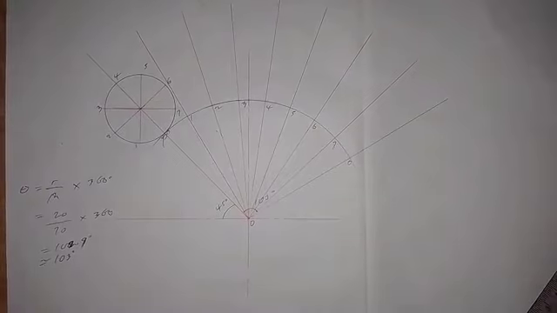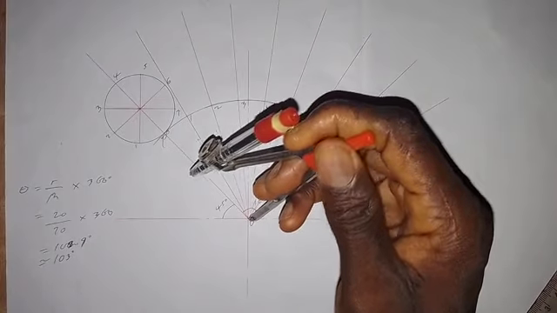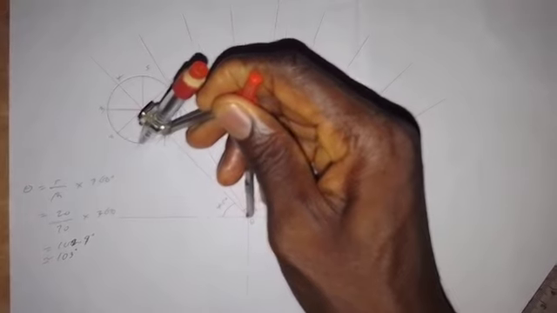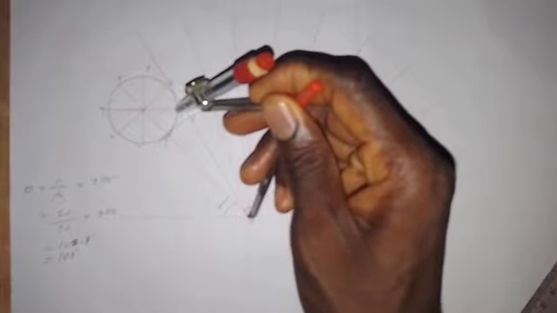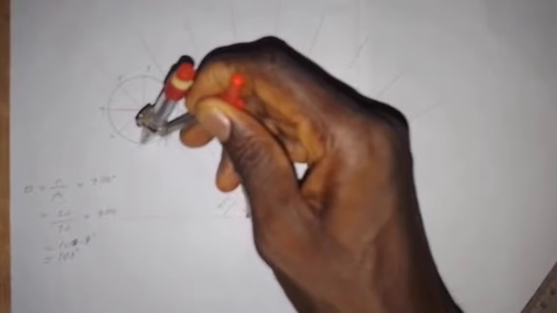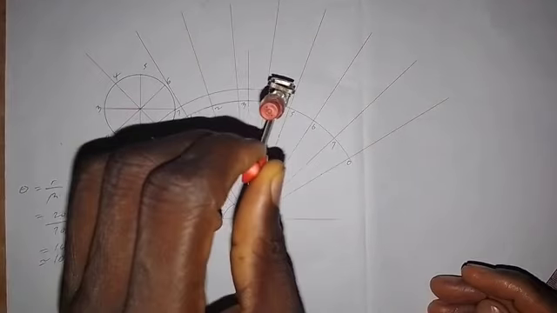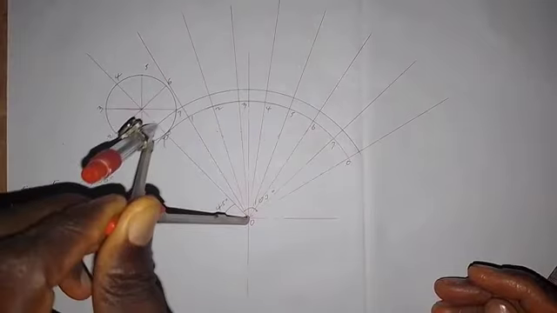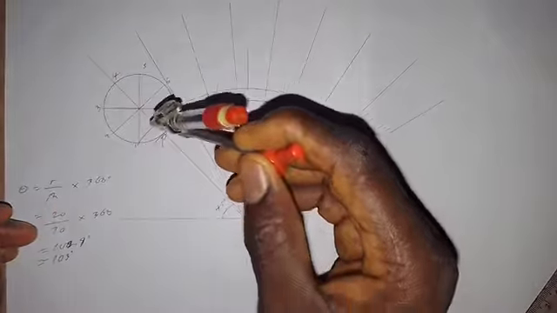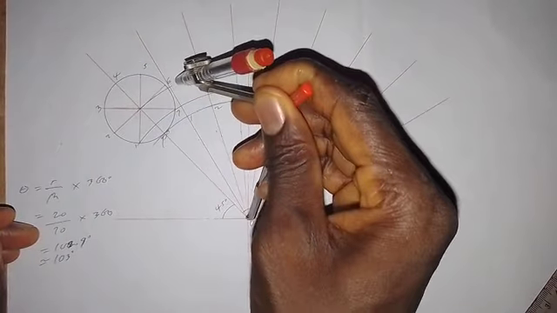Alright, so the next thing that I'm going to do now is to take my compass. I put it at this point O here, and I will extend it to 1. So it will also pass through 7. As you can see here, I will draw an arc like this. Then I will extend it to the center, exactly to the center like this, to draw the center arc. So it goes like this.